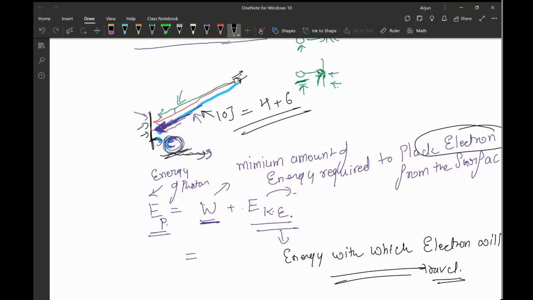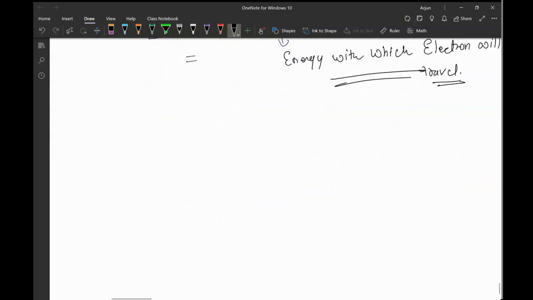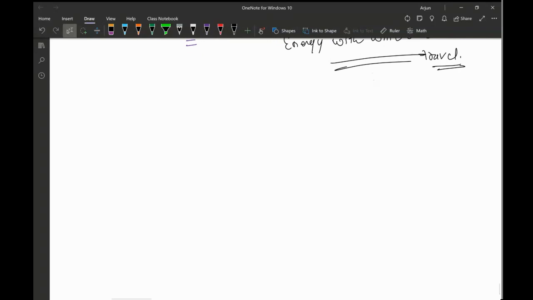So based on this concept, I'm going to take a math problem. The math problem is that we want to find the minimum speed of the electron emitted from the aluminum surface. So this is an aluminum surface, and I want to find out the minimum speed of the electron. So once the electron comes out of this surface, what is the speed with which it's going to travel?